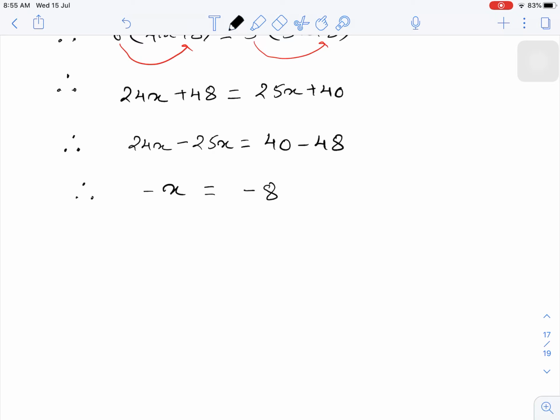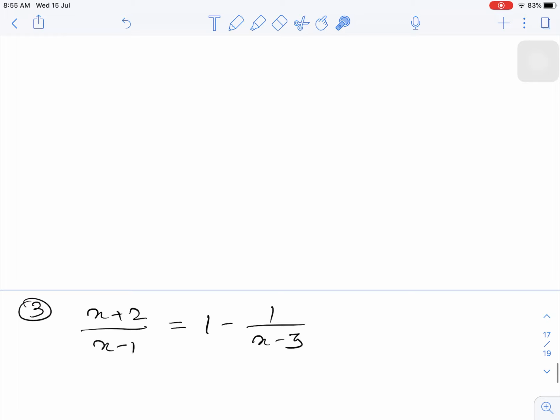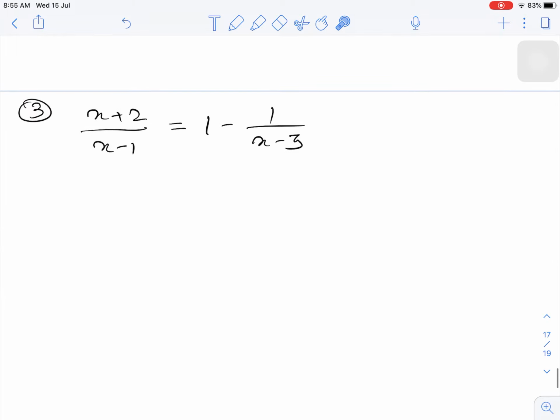Now again we want this x as positive, so if you are changing its sign, the other side sign will also be changed. So what you will get, x equals to 8. This changing sign is known as multiplying with minus. Now let us consider one more different type of example.